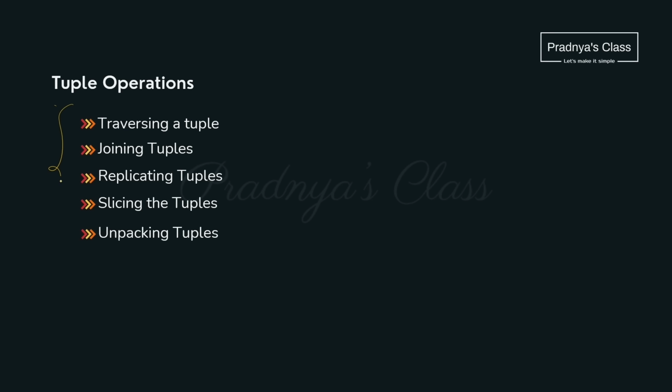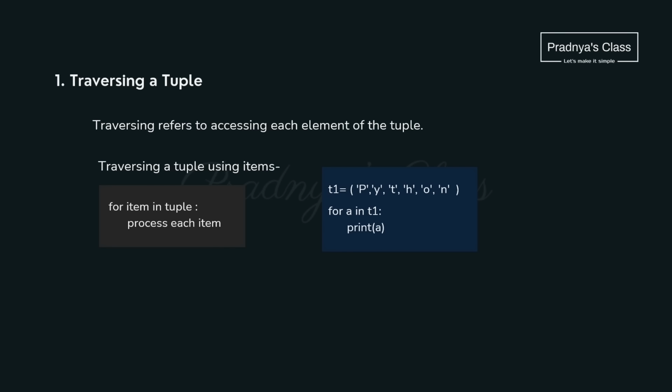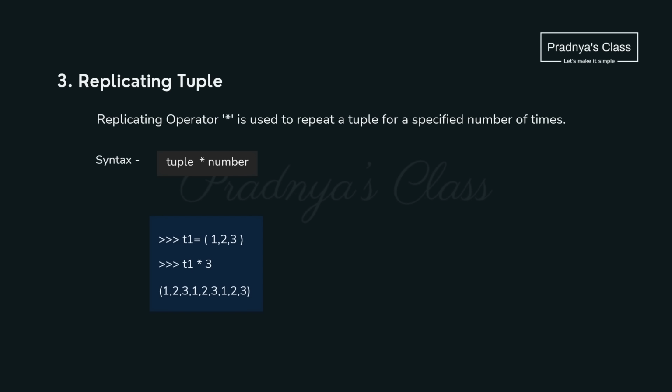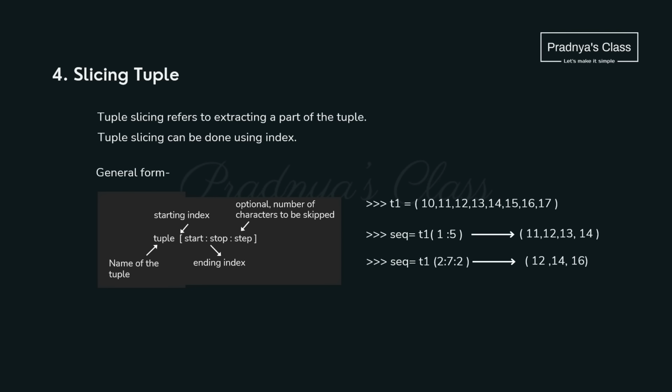Here is the list of tuple operations. The first is traversing. It is just like a list. Joining two tuples is also similar to string and list. We can use the plus operator to join two different tuples into a single one. The replication operator also works like string and list. The slicing concept is also the same as list and string.